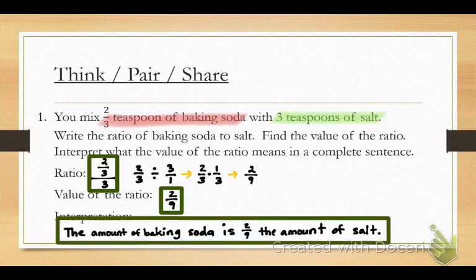Was there anyone else who got the same thing? All right, very good. So anytime, like tonight on your homework, if it asks for an interpretation, go back to this. The amount of the first object is this much, the amount of the second object.